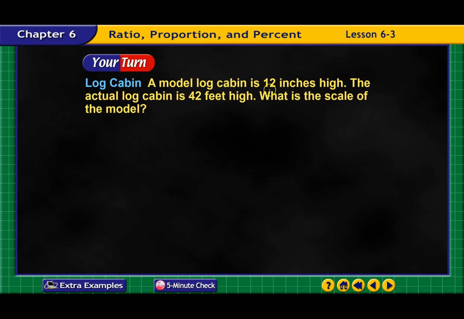Okay, so a log cabin is 12 inches high in the model, and the actual is 42 feet high. What is the scale of the model? Okay, so we're going to do model over actual. If we want the scale, we need to know how far 1 inch on the model would be on the actual. That's where the A comes from.